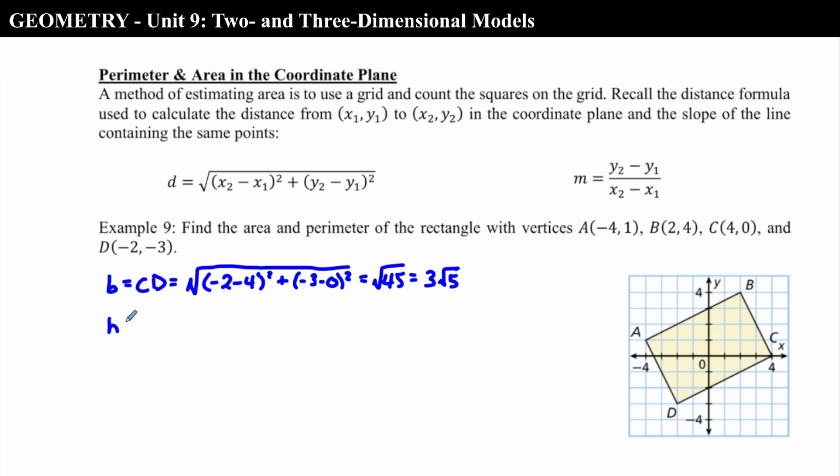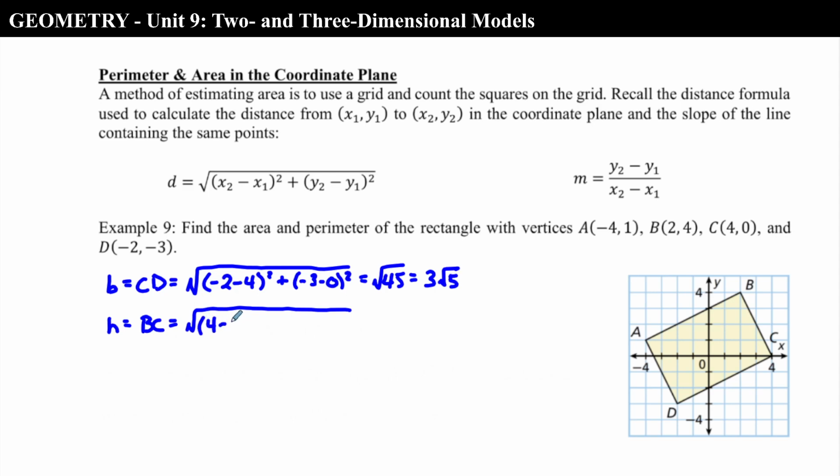Our height, we said, will be BC. And this only works because we are told that this is a rectangle. Otherwise, you would have to use slope to determine if it is a rectangle using the methods that we used when we were determining if a parallelogram was a rectangle.